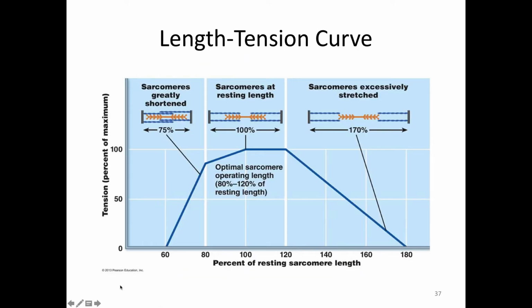So here is that graph that I promised. Now I want you to notice percent of maximum tension is unitless because it's just percent. And down here we have percent of resting sarcomere length. So halfway contracted is considered optimal resting length. So 100% of optimal resting length is about 50% contracted.